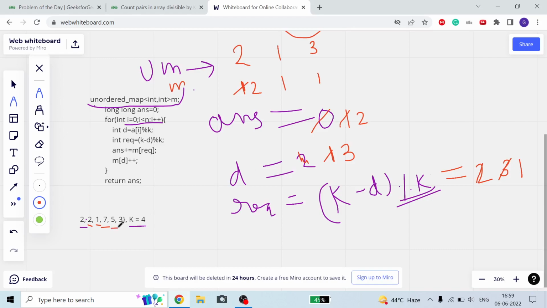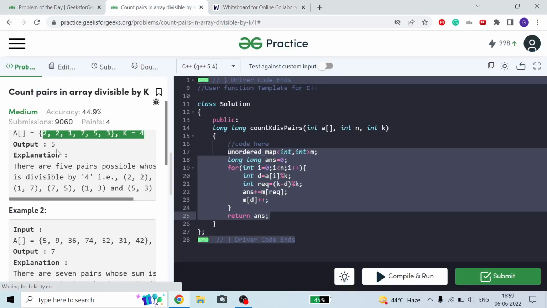Now we are at 5. Now 5 modulo 4 is 1, 4 minus 1 is 3, and 3 modulo k will again be 3. Now how many 3 we have, 1, so increase the answer to 3, and m1 plus plus, it will become 2. Now we are at 3, 3 modulo 4 is 3, k minus 3 is 4 minus 3 which is 1, and 1 modulo k is 1. Now how many 1 we have, 2, so increase our answer to 5, and m1 will become 3. So we will come out of the loop, and this 5 will become our answer, this 5 is our answer.